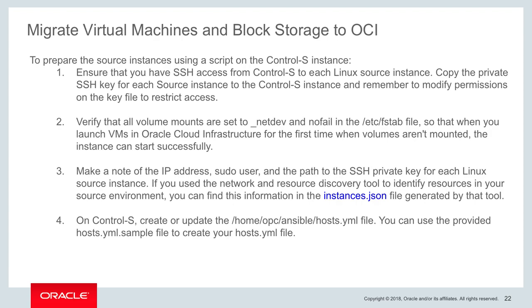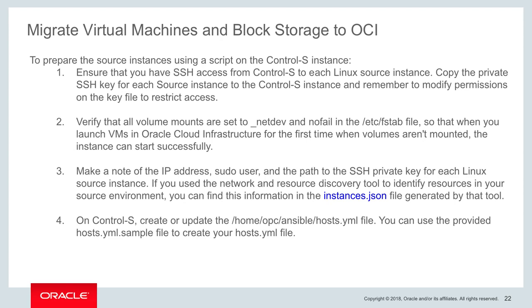Verify that all volume mounts are set to _netdev and nofail in the /etc/fstab file so that when you launch VMs in Oracle Cloud Infrastructure for the first time, when volumes aren't mounted, the instance can start successfully. Make a note of the IP address, sudo user, and the path to the SSH private key for each Linux source instance. If you use the network and resource discovery tool to identify resources in your source environment, you can find this information in the instances.json file generated by that tool.